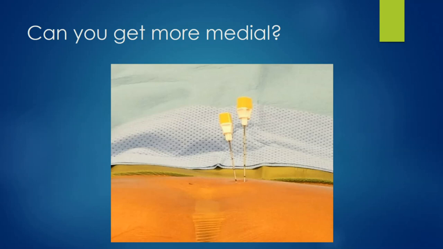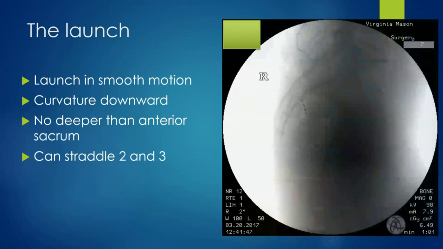You use it as a placeholder because that's information for you. So if you get into the S3 foramen, but you want a little bit better placement, you use that as your placeholder, and you try to go a little more medial and a little superior to that, right? Okay. And then you want to launch in a very smooth motion.